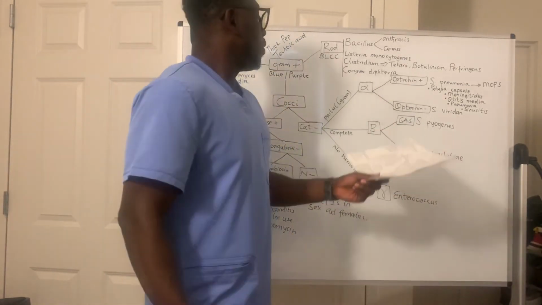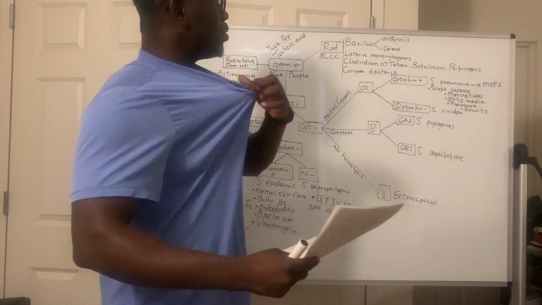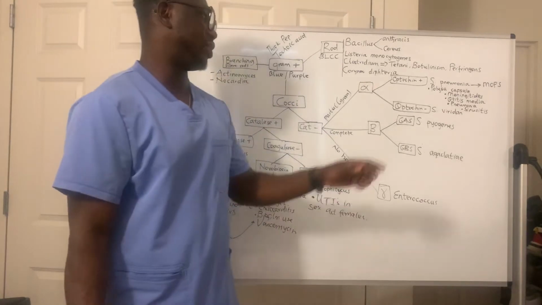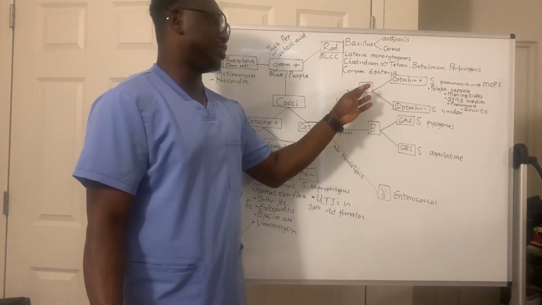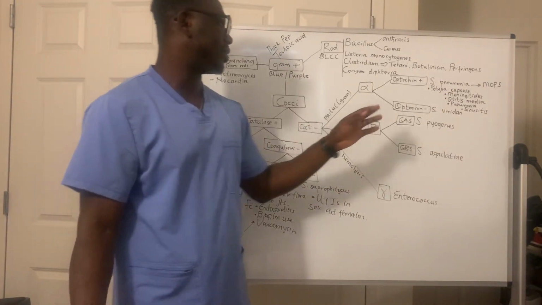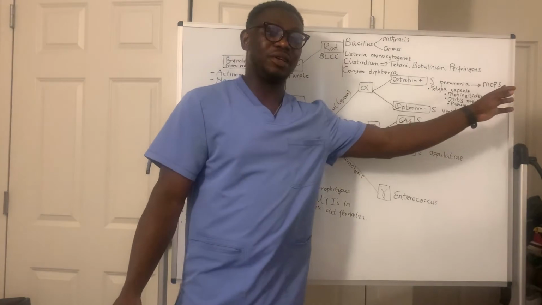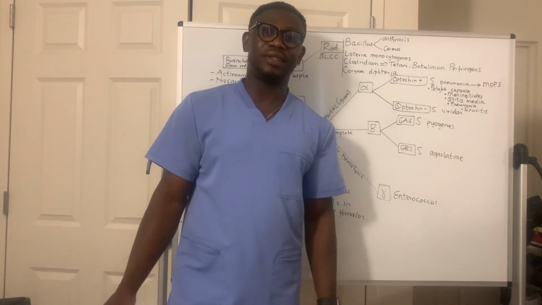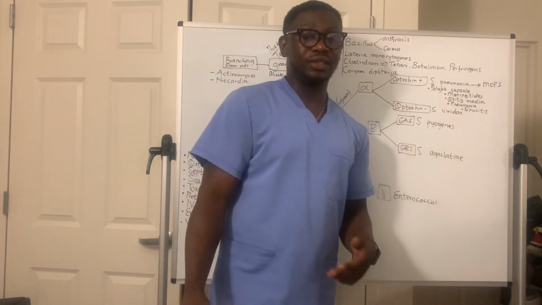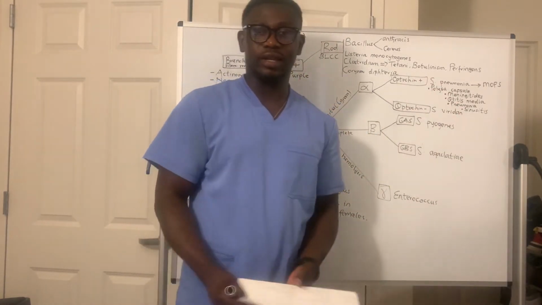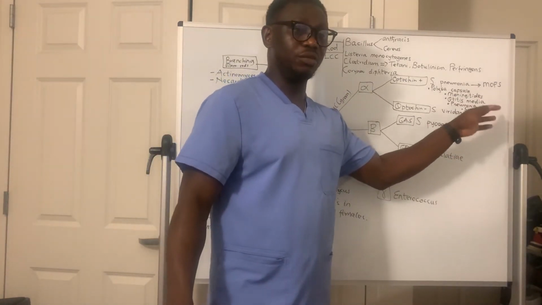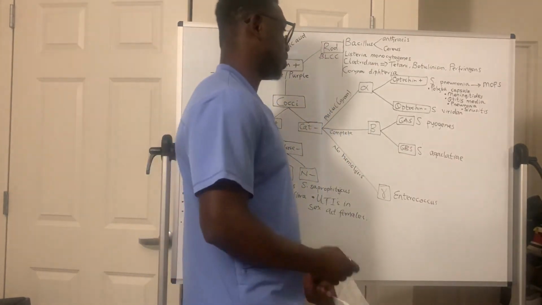So for S. pneumoniae, the high yield points are: optochin positive, alpha hemolytic, catalase negative, gram positive. You think about the virulence factor, which is the polysaccharide capsule. And the diseases they cause, you think about MOPS, like mopping the floor: meningitis, otitis media, pneumonia, and sinusitis, which is inflammation of the sinus.